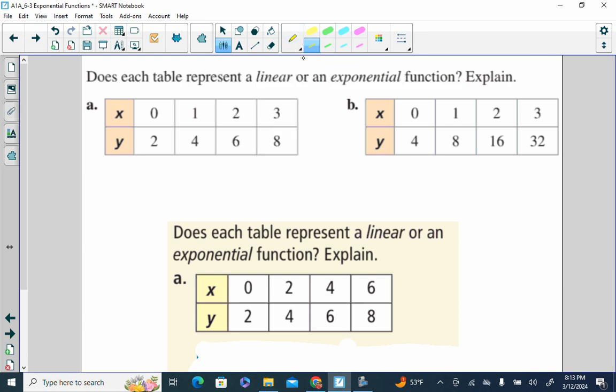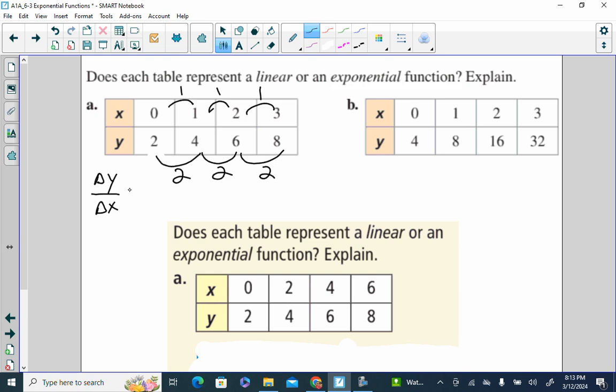Well, let's go back to that definition where we looked at the consecutive y values forming a ratio. If I look at example A, I look at my differences here in y, from 2 to 4, that's a difference of 2, difference of 2, difference of 2, and the differences in x are 1, 1, 1. We know that when the ratio of the change in y to the change in x is constant, which it is here, 2 over 1, this represents a linear function.